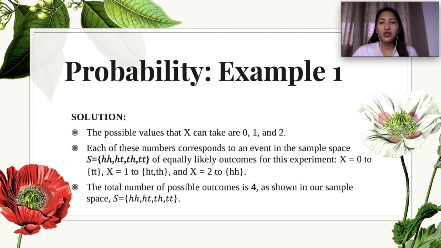X is equal to 0 if you have 2 tails. X is equal to 1 if you have 1 head, and we have two scenarios for that. Then, X is equal to 2 if you have 2 heads. The total number of possible outcomes is, obviously, 4. So, you have to list it all down to get your sample space.